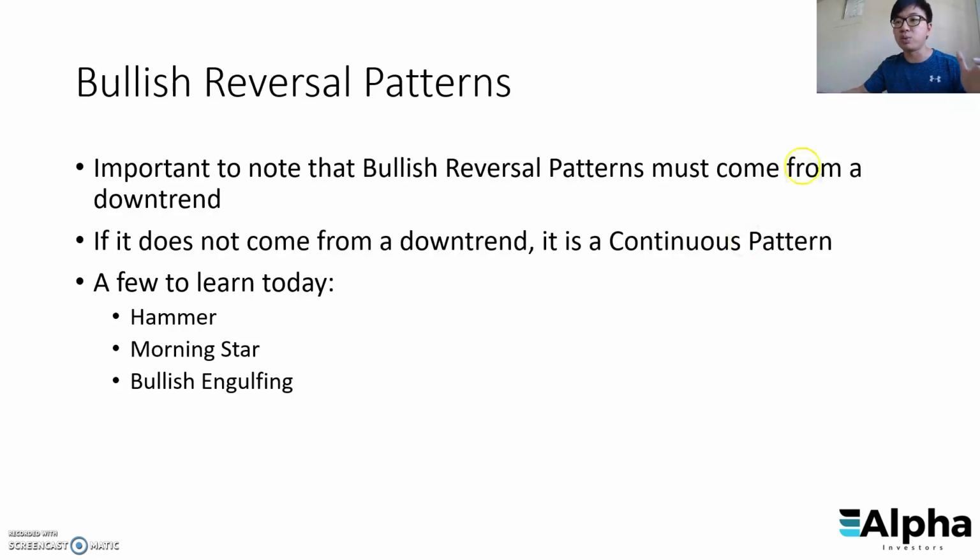It's important to note that the bullish reversal pattern must come from a downtrend. It cannot be a sideways trend that you consider a bullish reversal pattern. It does not work like this. It must come from a downtrend, so it means to say that the stock must be going downwards. Okay, very straightforward. For the past few days, past few months, it's always going downwards. Now, if it does not come from a downtrend, it's simply a continuation pattern only. It's not a bullish reversal at all.